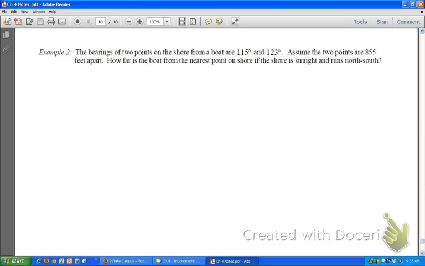So for this one, it says the bearings of 2 points on the shore from a boat. And it says at the end of the problem that we're assuming the shore is straight and runs north to south. So I'm going to assume that my shore looks something like that, right? And I've got 2 points on the shore, that are the bearings of 2 points on the shore from a boat. So here's my boat, let's say.